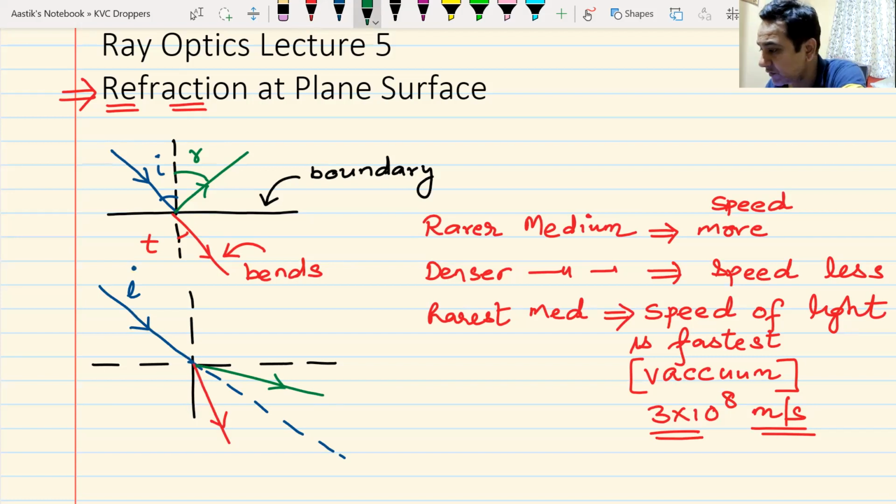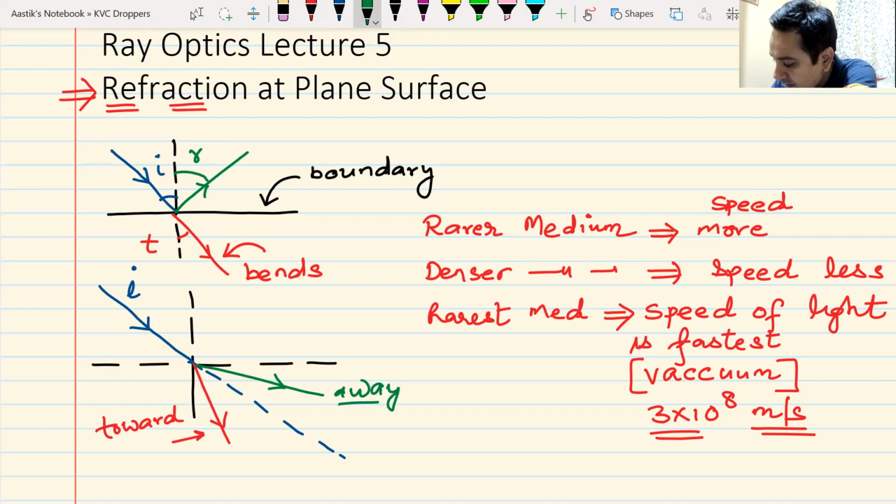What is the difference between the red one and the green one? In simple language, the red one is bending towards the normal, and the green one is bending away from the normal. So two things can happen: either the light ray can bend towards the normal, or it can bend away from the normal.